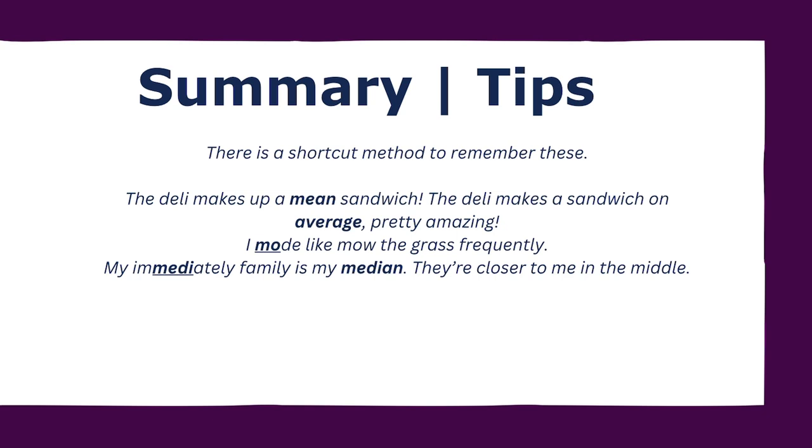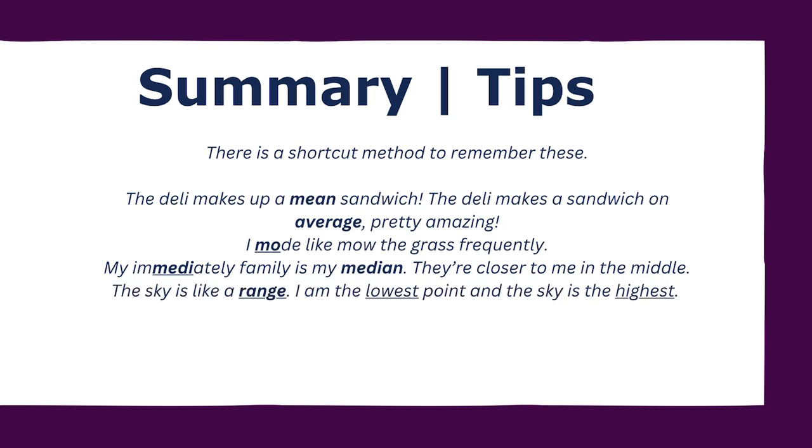So median, that means look at the middle. Mean, that means the average. Mode means frequently. And for our last mnemonic to remember this, the last phrase to remember mean, median, mode, and range, is the sky is like a range. I'm the lowest point and the sky is the highest point. That is a range between me and the sky. Range is like a distance.